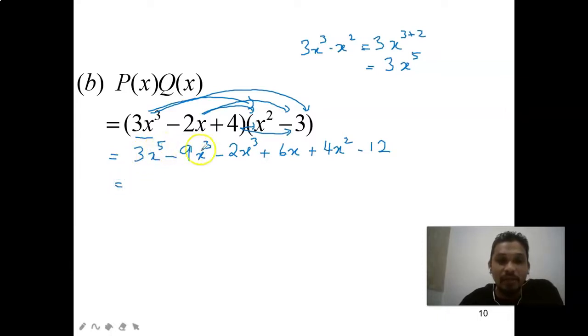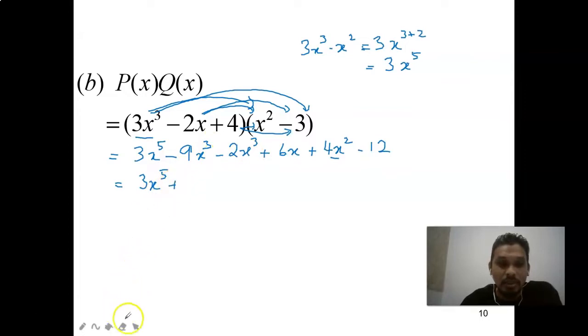So 3x to the power 5, there is no other term with x to the 5, so 3x^5. There is no x to the 4 here. So we look at this one, negative 9x cubed minus 2x cubed.